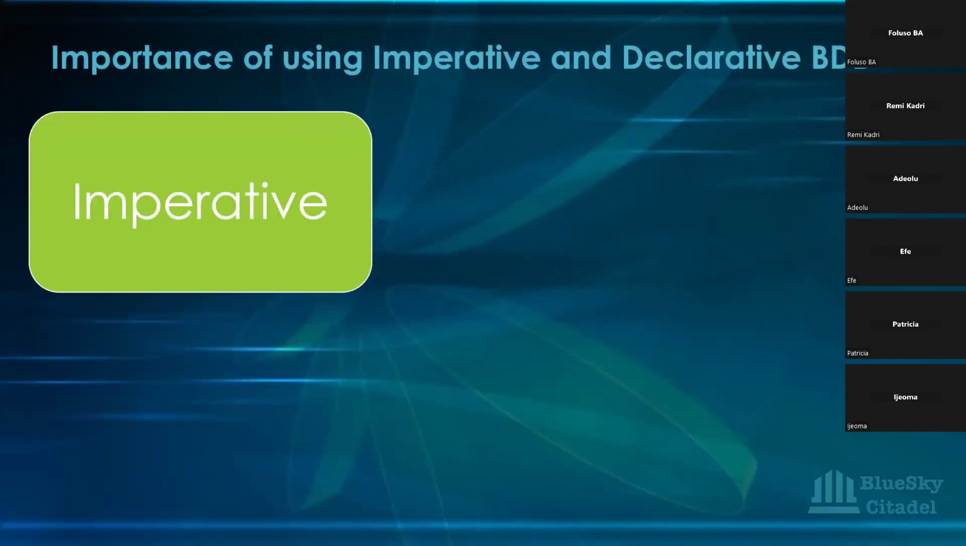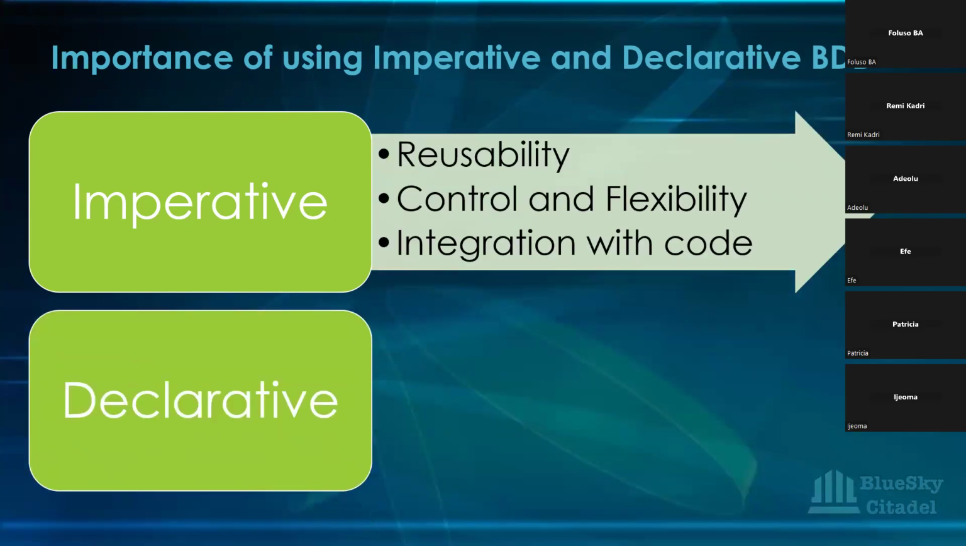So declarative, what's the importance of using imperative and declarative Gherkin? These are both BDD languages that have their own importance. So for imperative, for instance, what is the importance and what's the benefit?